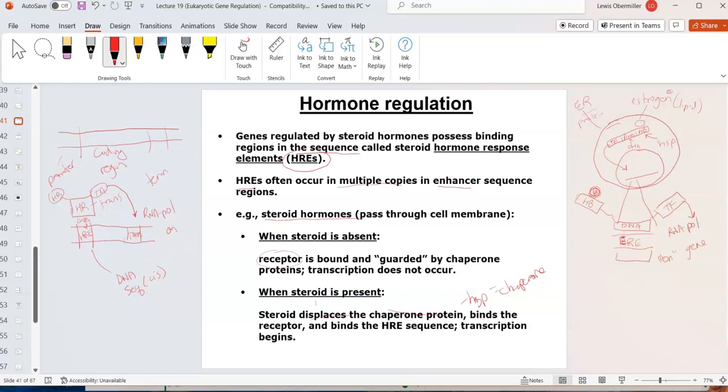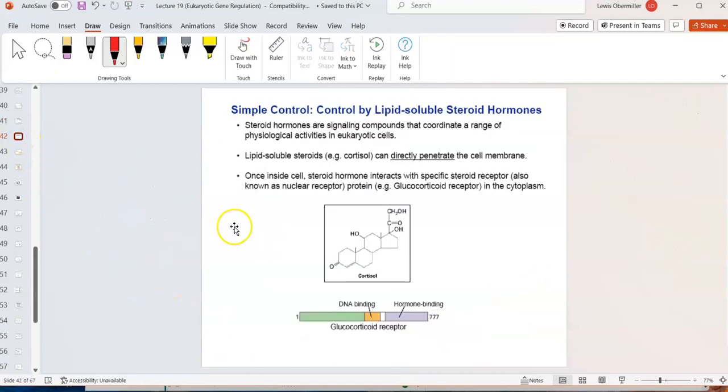The steroid then binds to the receptor. The receptor itself then enters the nucleus, binds to the hormone response element sequence. So this is the cis. And then transcription begins because it has a transcriptional activating region. So that's kind of how it works. Okay, so this is just a breakdown of what I drew.